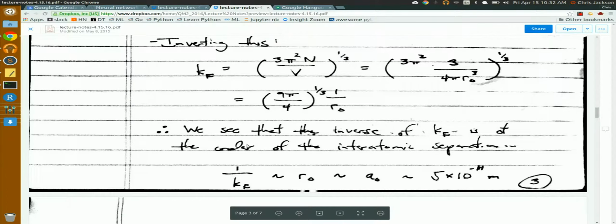And like I said, 1 over k Fermi or 1 over k has units of distance, right? And we can see that 1 over k Fermi goes basically like the scale r naught. Right, this radius r naught, and that r naught is on the scale of the Bohr radius, and that Bohr radius is, I think it's 5 times 10 to the minus 11 meters.